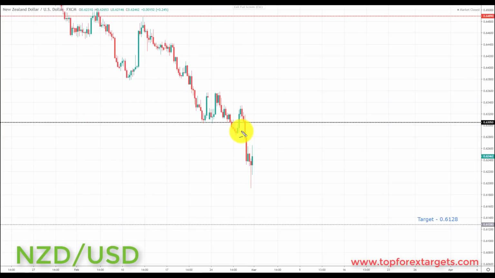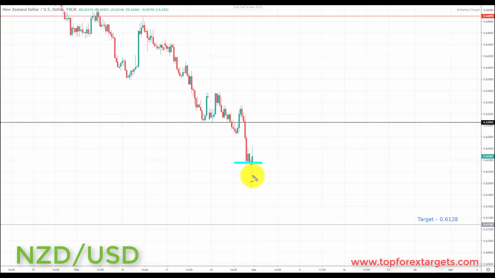So next market we're going to look at is New Zealand dollar. Now last week we were looking for further declines to the downside in this market, and we did come and take out the target set from last week at 0.6236, which as you can see is right here. And we are looking once again for further declines to the downside in this market. It is still structured to the downside.